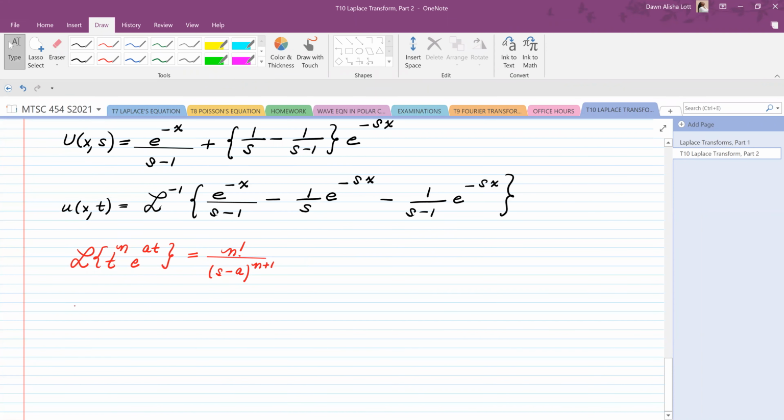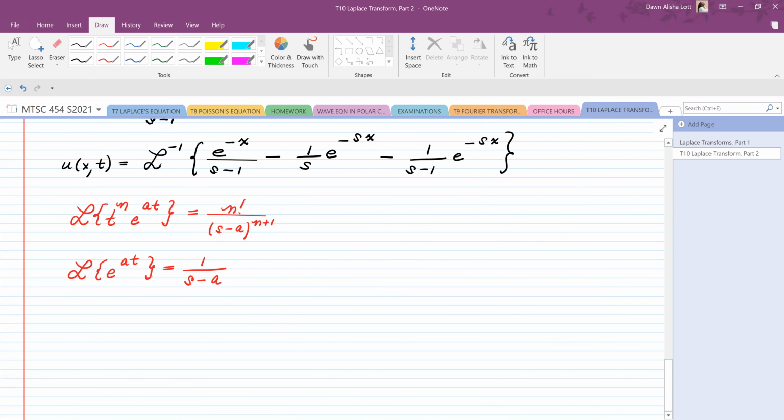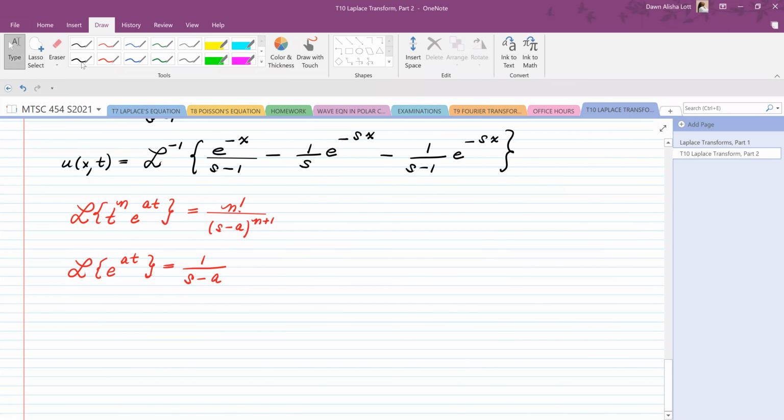And the Laplace transform of e to the at we know is 1 over S minus a. I think that's all we need. We don't need anything else. So let's find the inverse Laplace transform of this.